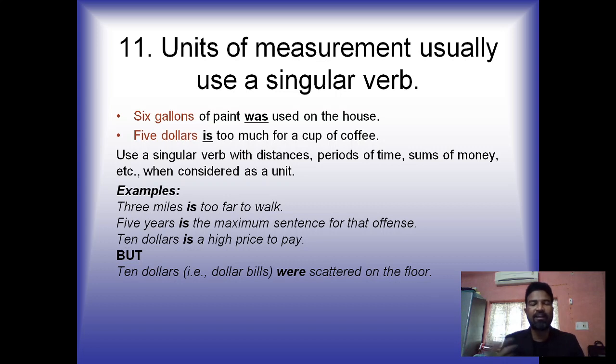500 kilometers, measurements. Units of measurements like gallons, dollars, kilometers or kilograms, such kind of measurements. Units of measurements usually use a singular verb. 6 gallons of paint was used on the house. Gallons might sound plural, but remember, these being units of measurement, we always use only a singular verb.